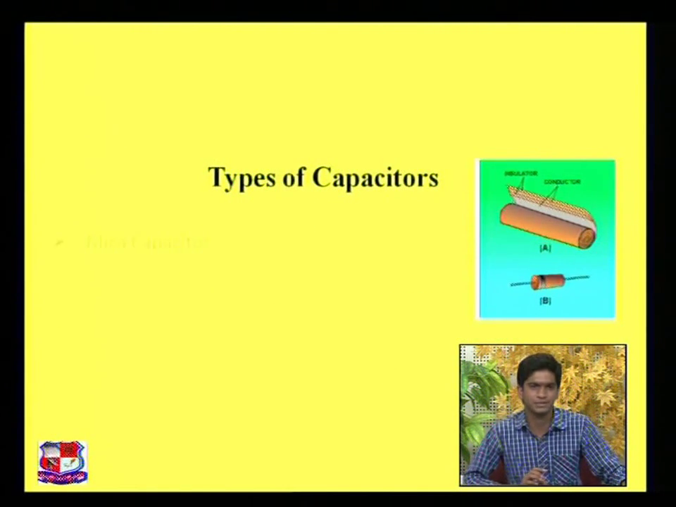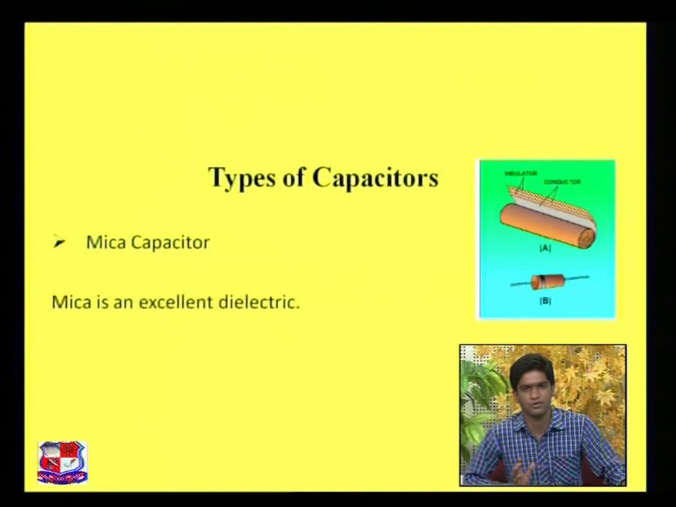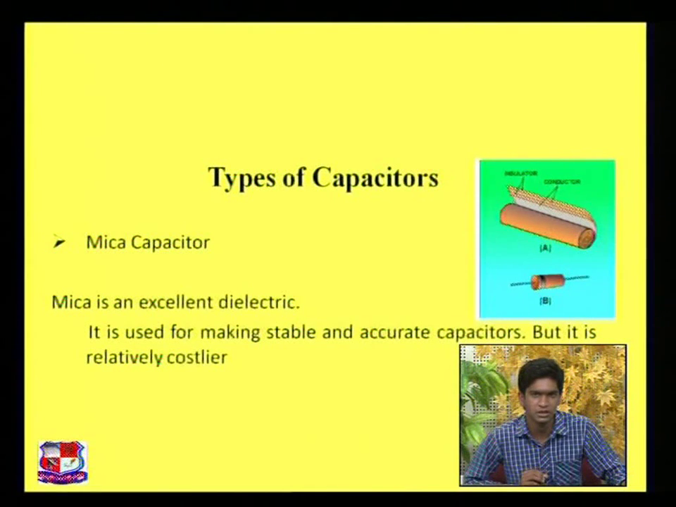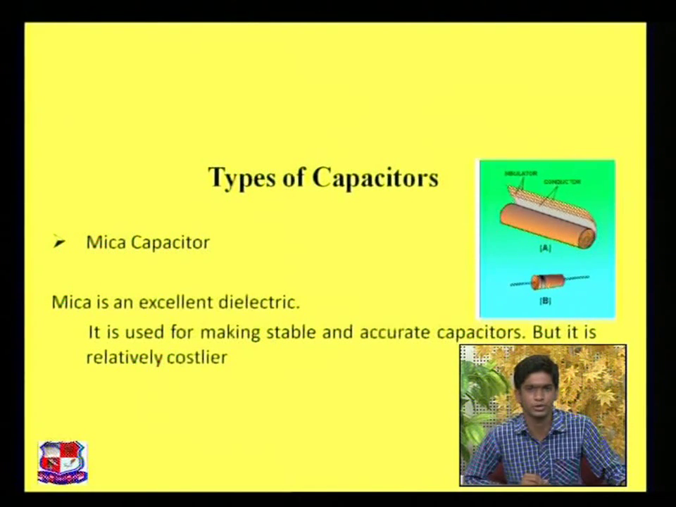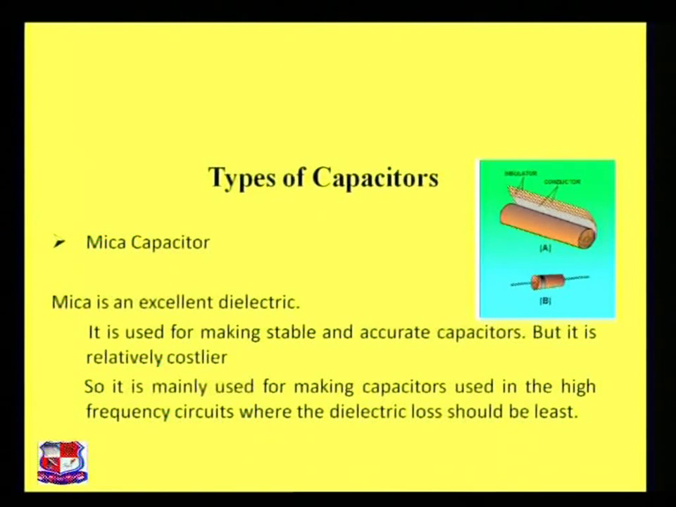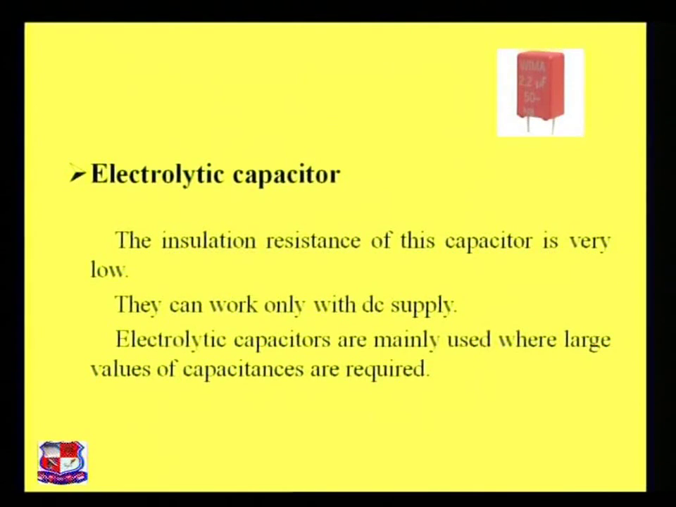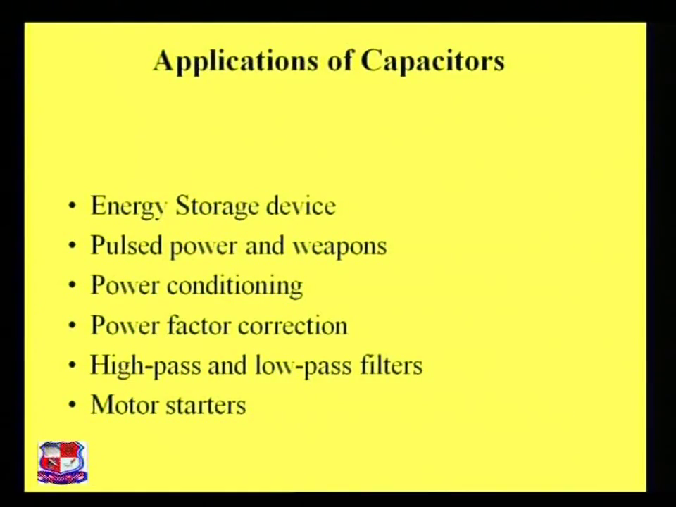Then we have types of capacitors. There are many types of capacitors. For example, mica capacitors, where mica is a very excellent dielectric. It is used for making stable and accurate capacitors, but it is costlier. So it is mainly used for making capacitors used in high frequency circuits. After that come ceramic capacitors, in which ceramic is used and it is useful at high temperatures. And then come electrolytic capacitors, and they can work only with DC supply. So these are the applications of capacitors.